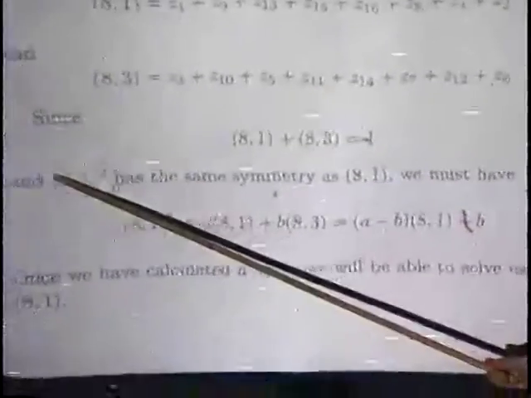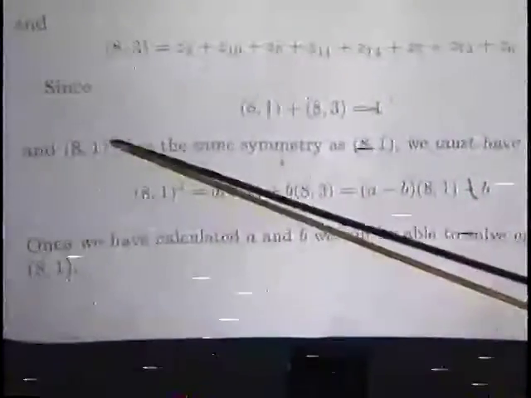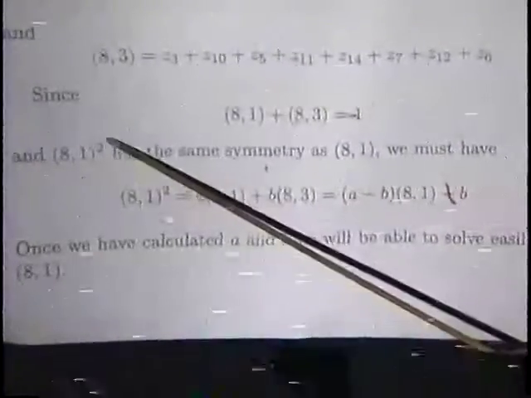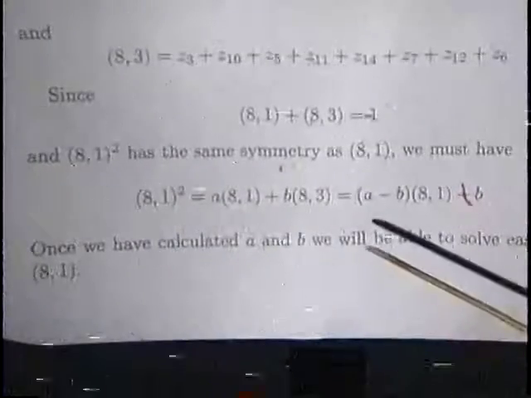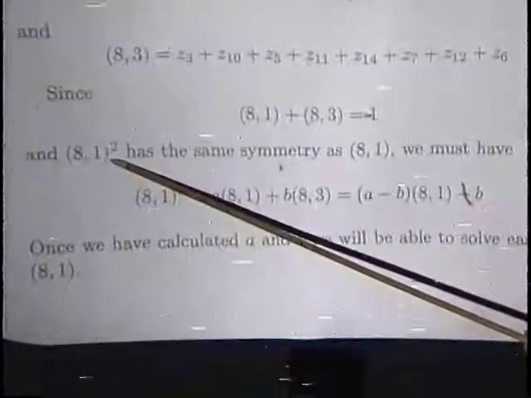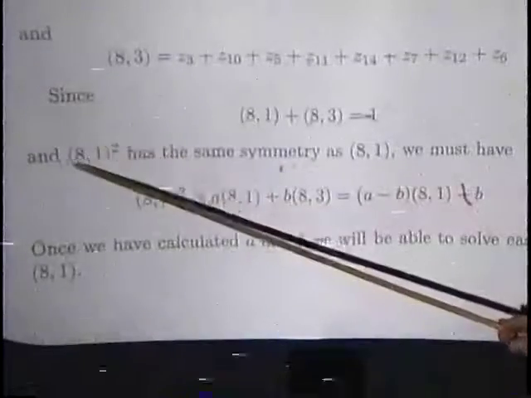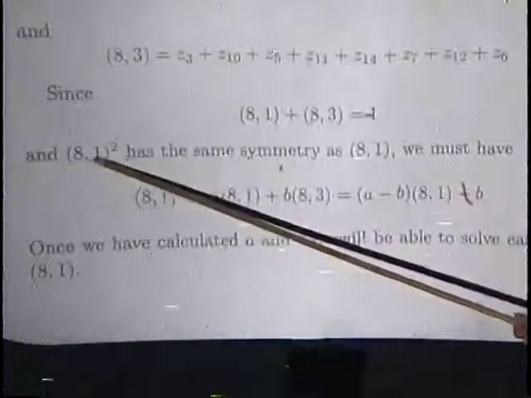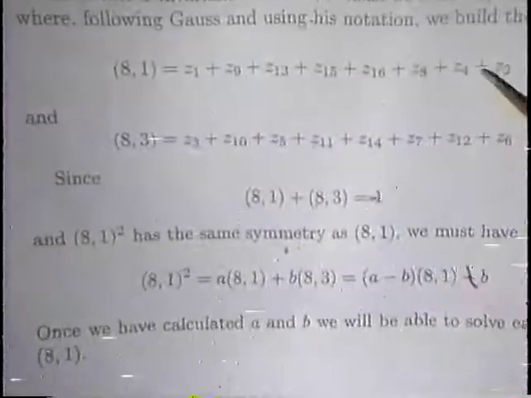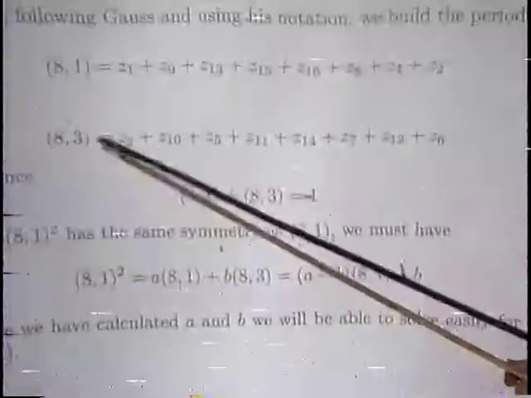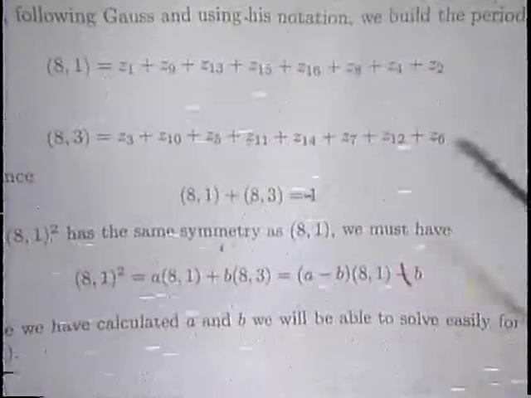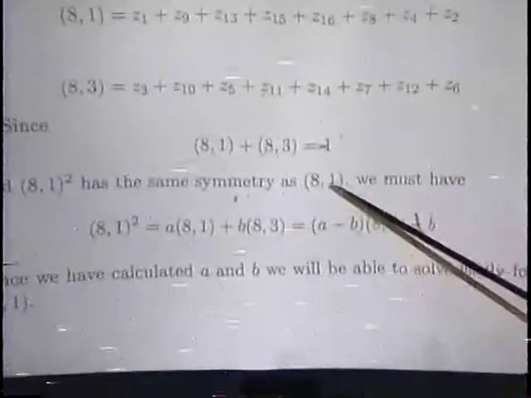Namely, because these symmetries respect multiplying, particularly multiplying a number by itself, we don't lose any symmetry when we square. So this has the same symmetry as the period 8, 1. The 8, by the way, says the period has length 8, contains 8 terms. The 1 says it starts with Z1. 8 and 3 means 8 terms, starts with Z3. So this has the same symmetry as 8 and 1.